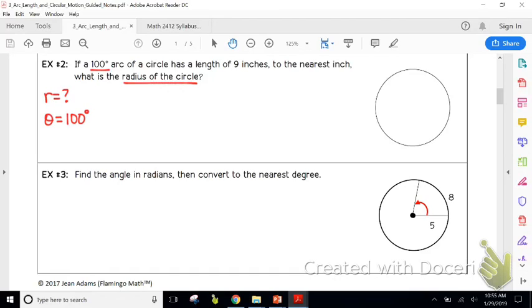What is the 9 inches? Arc length. Yeah, it's the arc length of 9 inches. Okay, they just put arc of a circle has a length, but it's arc length of 9 inches. So that's your S. Now we know, but theta's going to have to be in radians. So we're going to multiply by pi over 180.